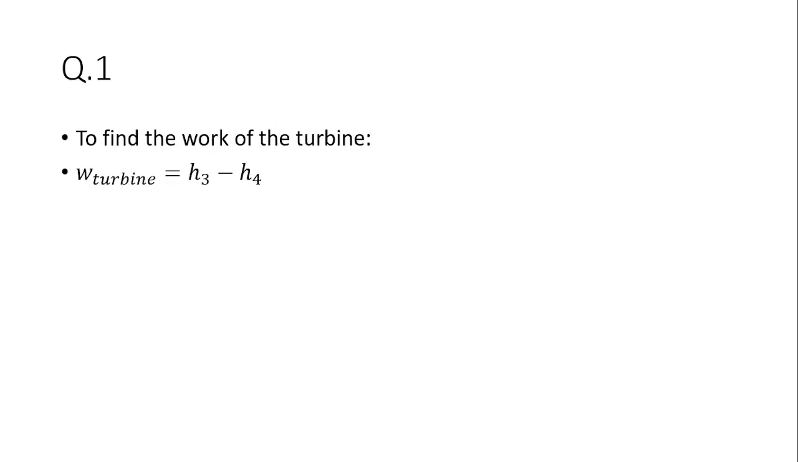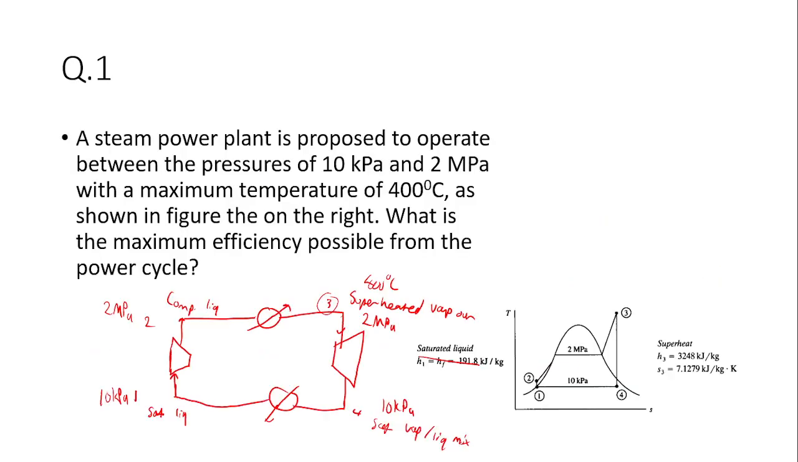Now to find the work of the turbine, we need H3 and H4. But from the question, we have H3, we don't have H4. So if we look at it here, the diagram was given to us. We have H3 to be 3248 kilojoule per kilogram.